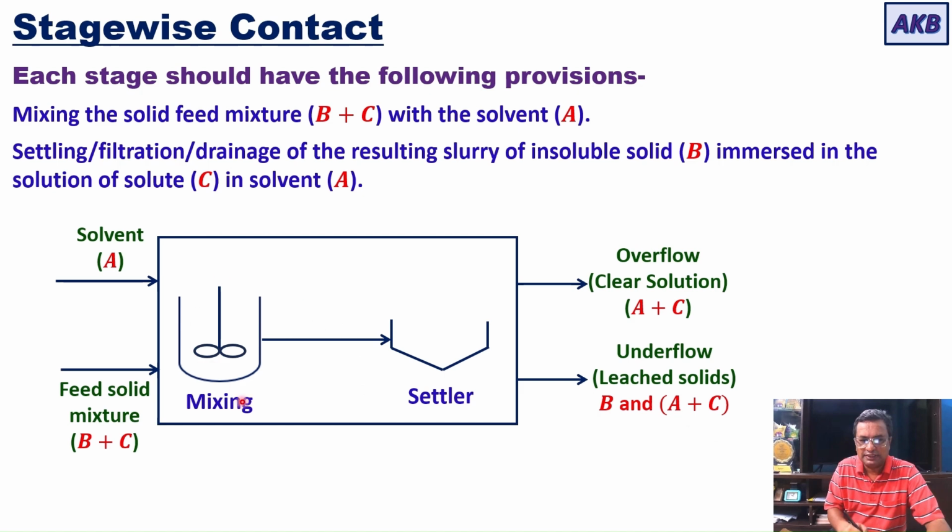So this is a single stage which has provision for mixing and provision for either settling, filtration or drainage of the slurry that is formed in the mixer. And you get overflow, which is the other name for clear solution, which is solution of C in A, and the other stream is underflow, which is leach solids from which most of the solute has been removed. Along with the leach solids in the underflow, there will be some quantity of the clear solution, that is solution of C in A.